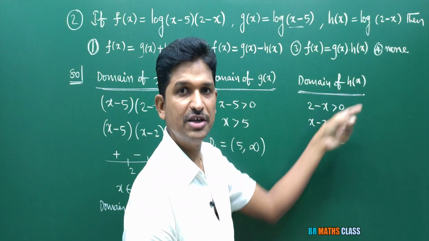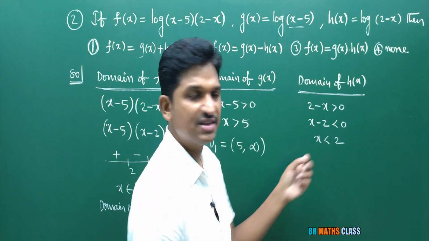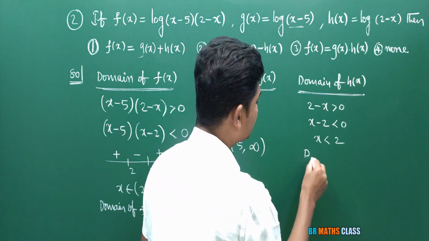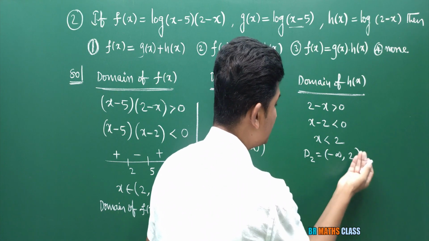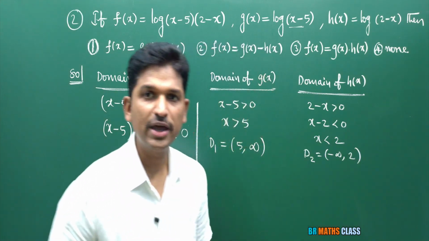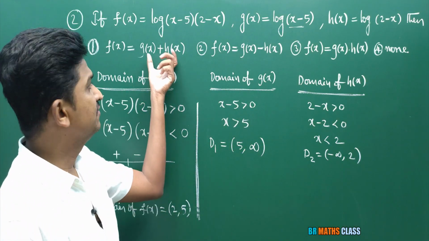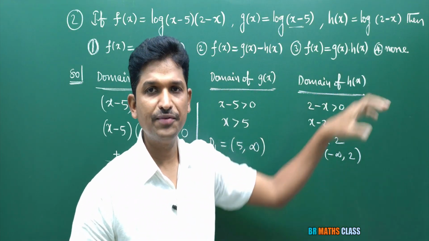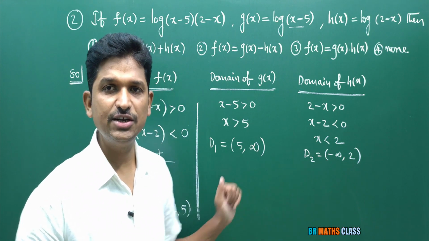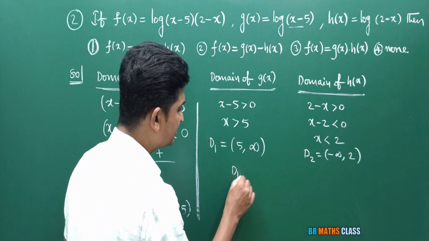So what is the domain of h of x? All x values which are less than 2. I'll take the domain of h of x as d2. What is d2? Open interval minus infinity to 2. That means all x values are less than 2. I know that the domain of g of x plus h of x, g of x minus h of x, and g of x into h of x is d1 intersection d2. I will calculate d1 intersection d2.